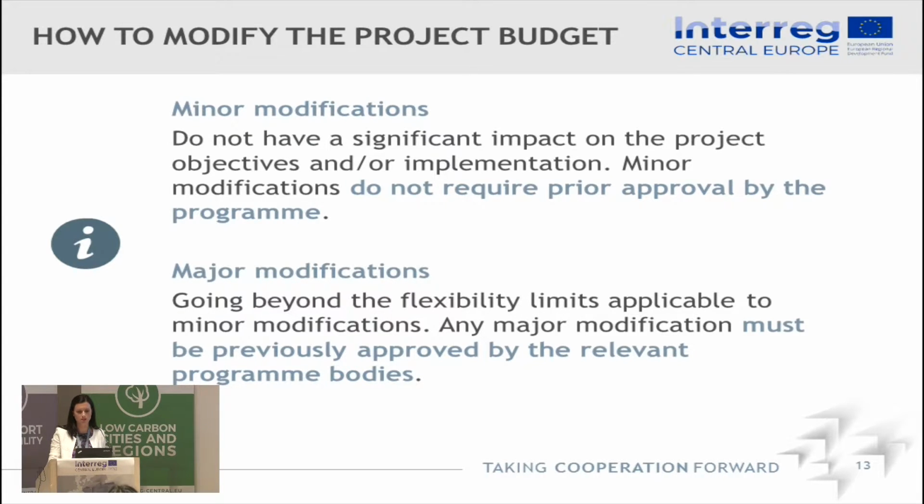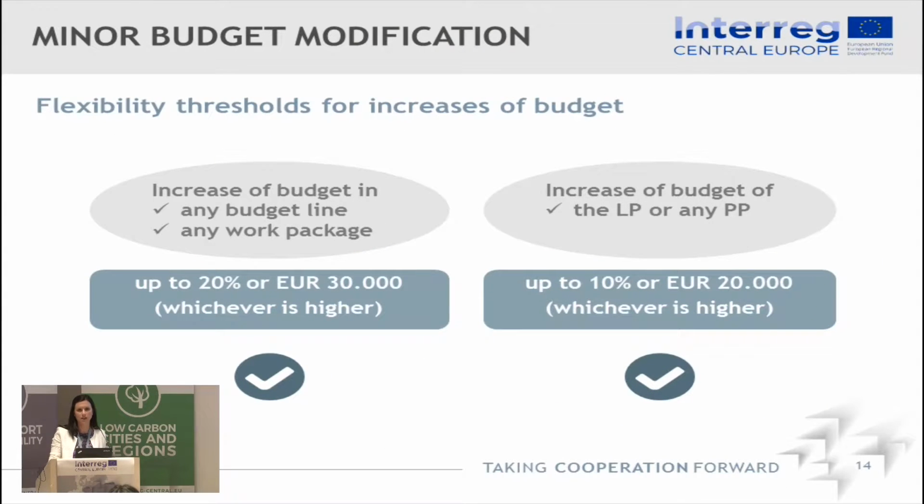So, of course, we hope that you can implement your project as planned in the application form, and there will not be very big modifications necessary. But during implementation, there can be some minor adaptations that come up, and you have some flexibility where you can adjust. So the minor budget modifications are the flexibility that you have to adjust your budget as planned in the application form. So this always refers to the latest version of your application form.